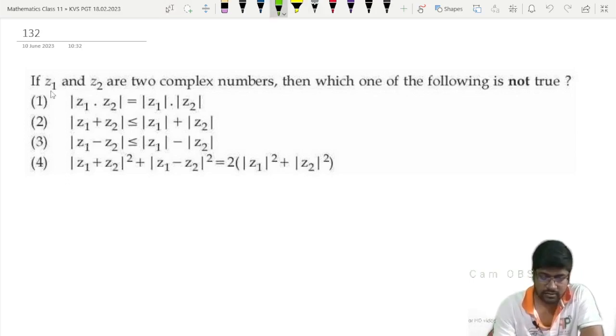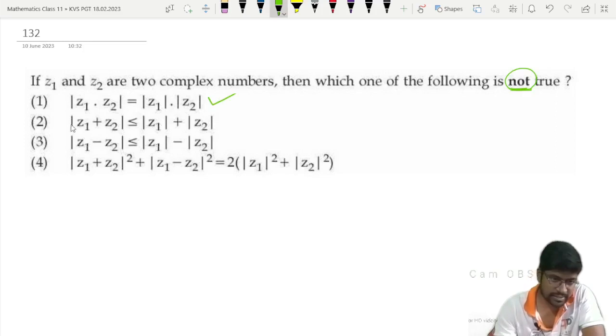If Z1 and Z2 are two complex numbers, then which one of the following is not true? This you have to carefully notice, that not true. Which one of these is not true? That means which one is false. So first option, modulus of Z1 into Z2 will be equal to mod Z1 into mod Z2. This relation is correct.